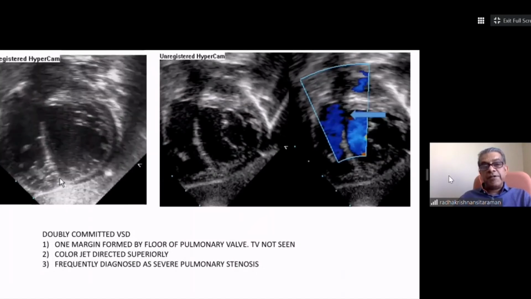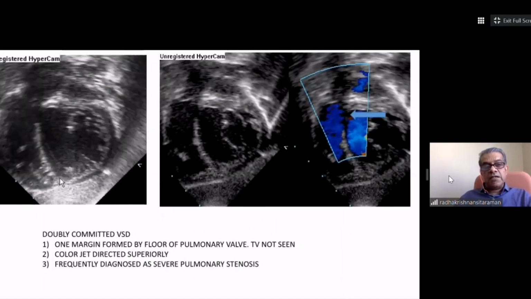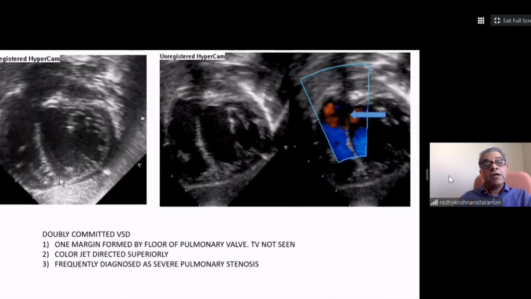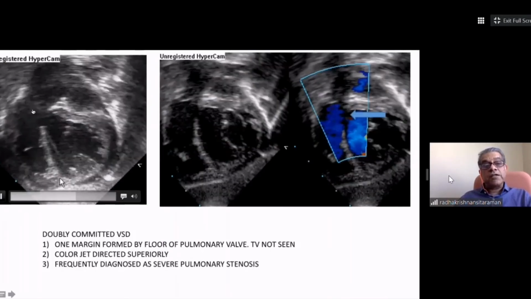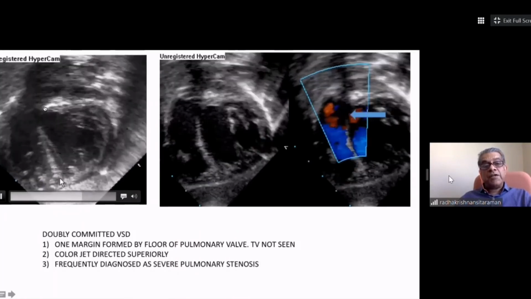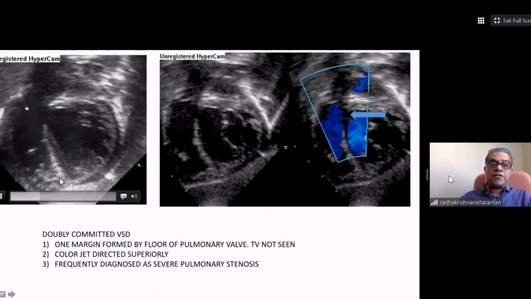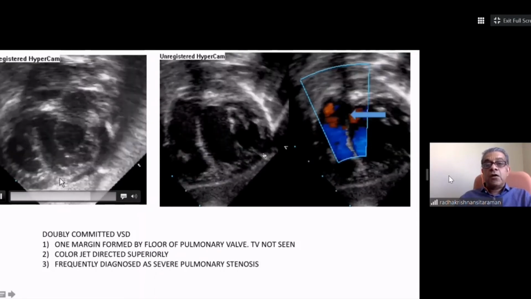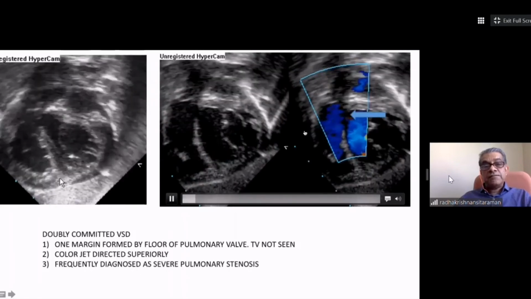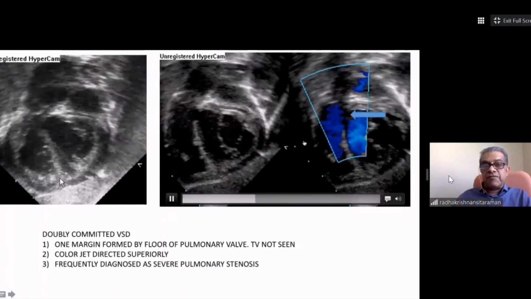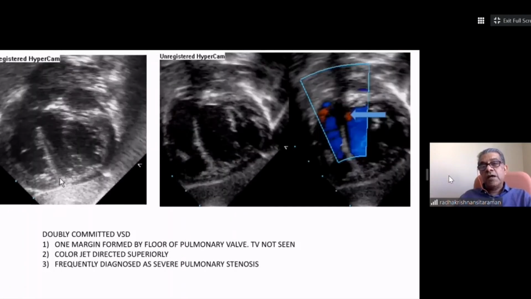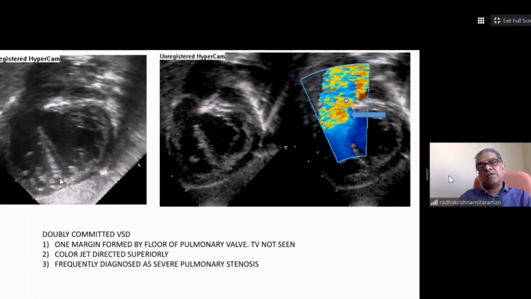A doubly committed VSD is a very, very superior defect, which you saw in the cartoon there. And you can clearly see that now in the subxiphoid view, the pulmonary valve actually forms the roof of the defect. Also, you notice that the jet is going towards the pulmonary valve, and you don't see the tricuspid valve at all in this particular view because it is far away from this, and the jet actually points towards the pulmonary valve.